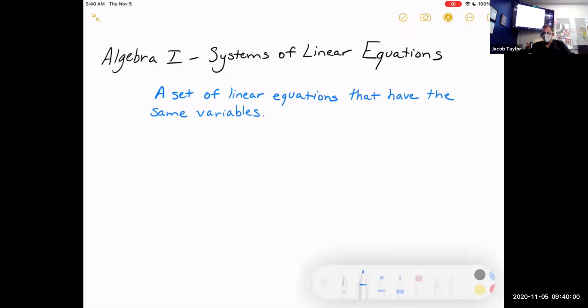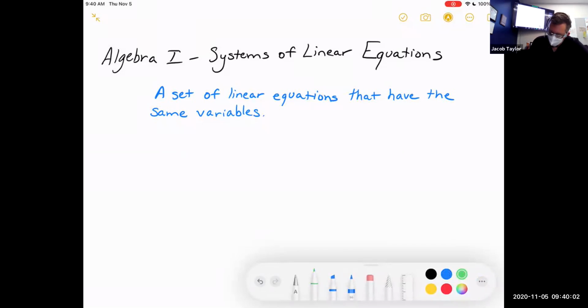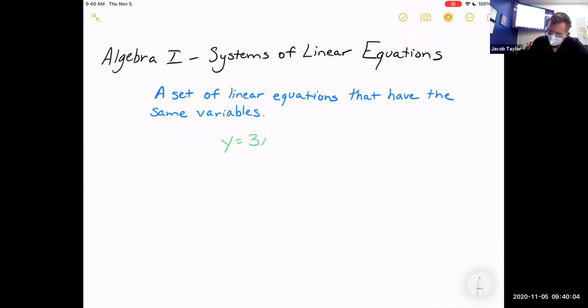For example, if I had one equation that was y equals 3x plus 4, and I had another equation that was 2x minus 7y equals 12, that would be a system of linear equations. They're both linear, and they both use the same variables, which is x and y.